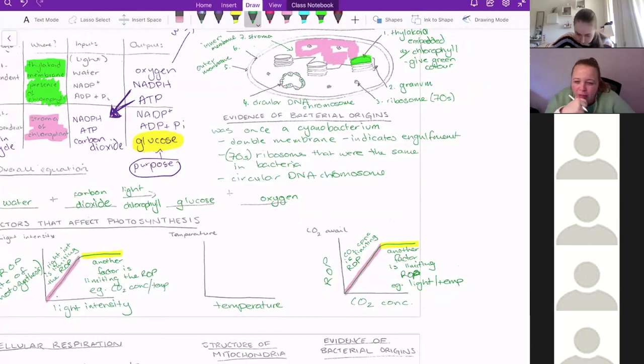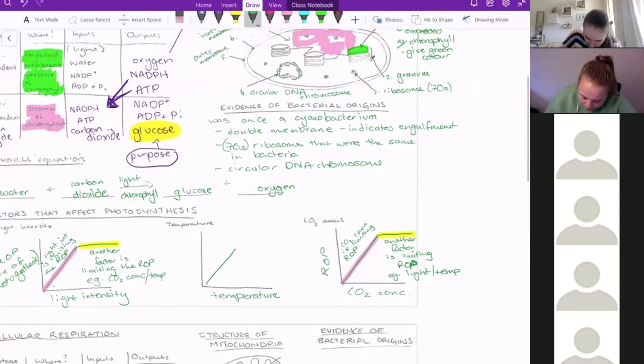Now, the temperature graph looks a little bit different. The temperature graph goes up. So as temperature increases, the rate of photosynthesis increases. Then it gets to a top bit, and then it goes bang, and goes down again. So we get that same pink bit where, as we increase temp, we increase the rate of photosynthesis.